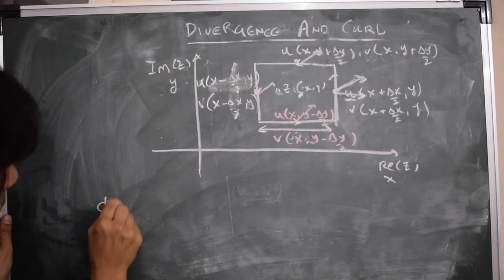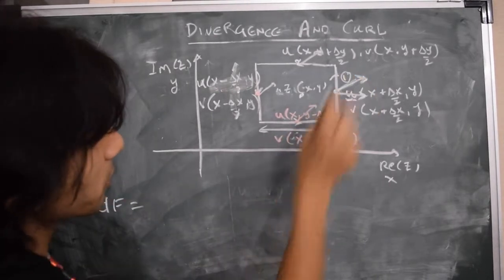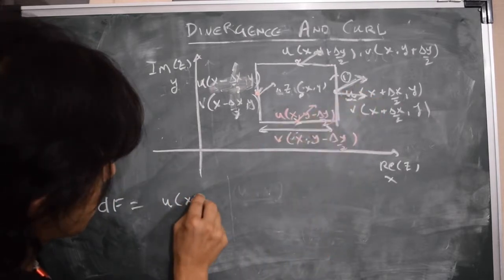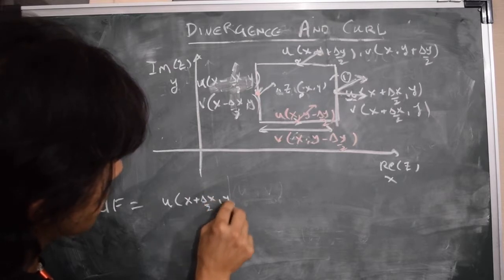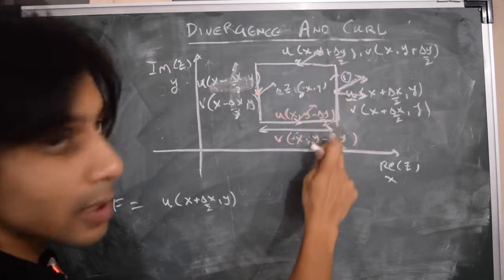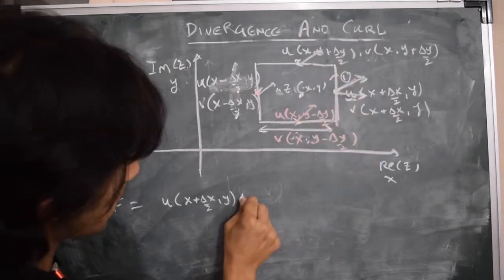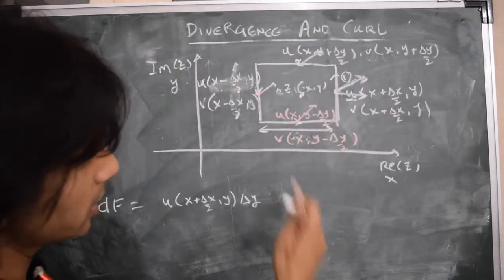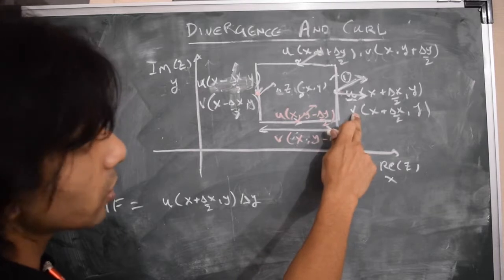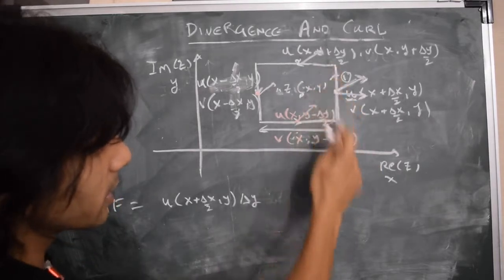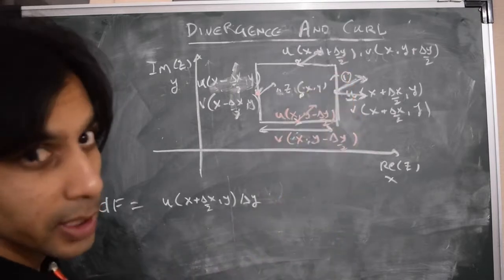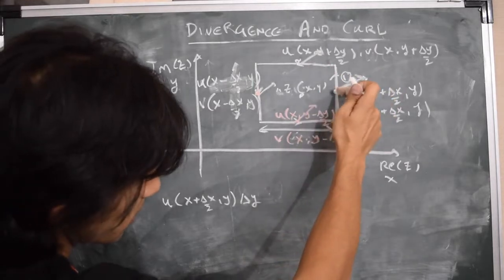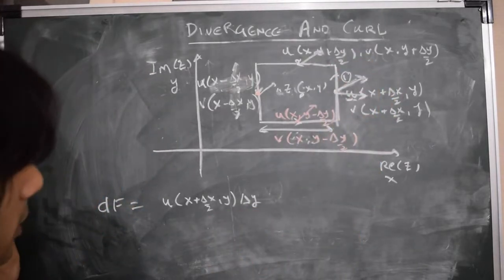So in order to calculate the flux across the first segment, we take the horizontal component of the vector field u, which is being evaluated at x plus delta x by 2 comma y, and multiply with the length of the segment. So the length of the segment here is delta y, right? So that's just the flux across this segment of the curve. The v component does not contribute to the flux across this, because the v is tangential to this particular segment. So the flux of the vector field across this segment is given by this particular expression.